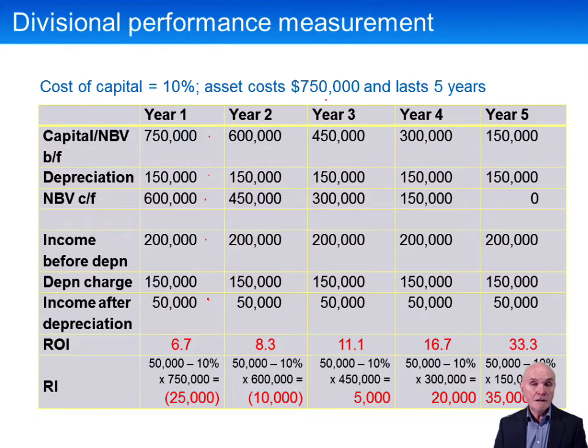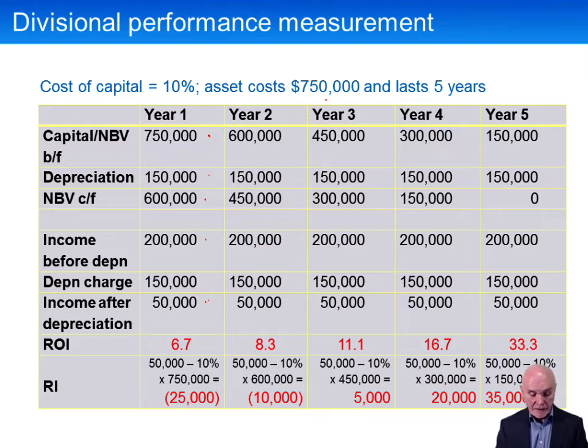And the return on investment is therefore 50,000 income after depreciation divided by the initial investment 750,000. It is going to be 6.7%. We can just check that there. Income 50 divided by the initial capital employed 750 is giving us 6.7.